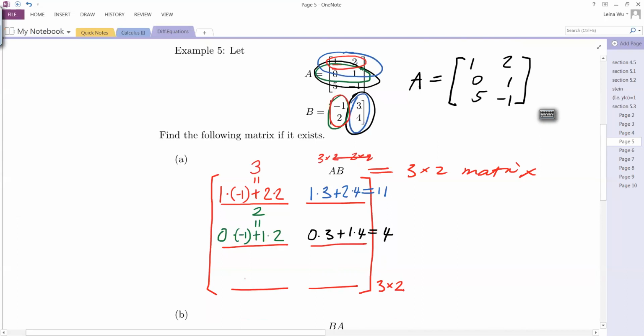The first entry here would be third row of matrix A and the first column of matrix B, right? Yep. You guys have -5 minus 2. Is that -7? Yep. Lastly, we should have third row of matrix A and second column of matrix B. So that's 15 minus 4. That's 11. Right? Yep. Okay, good.